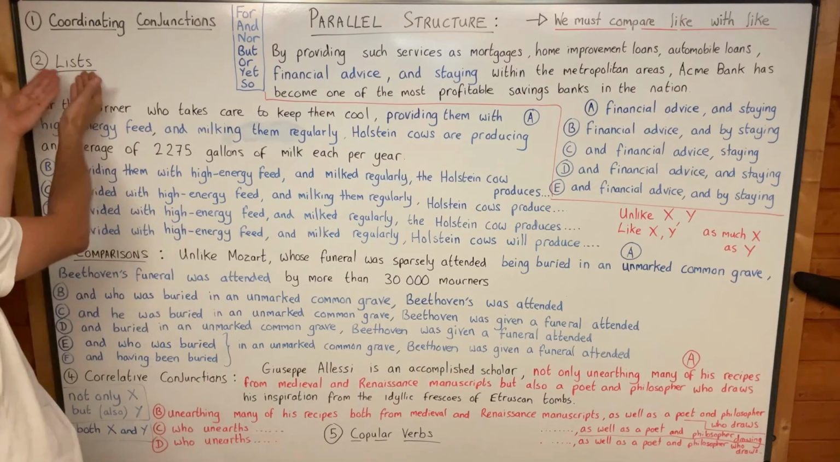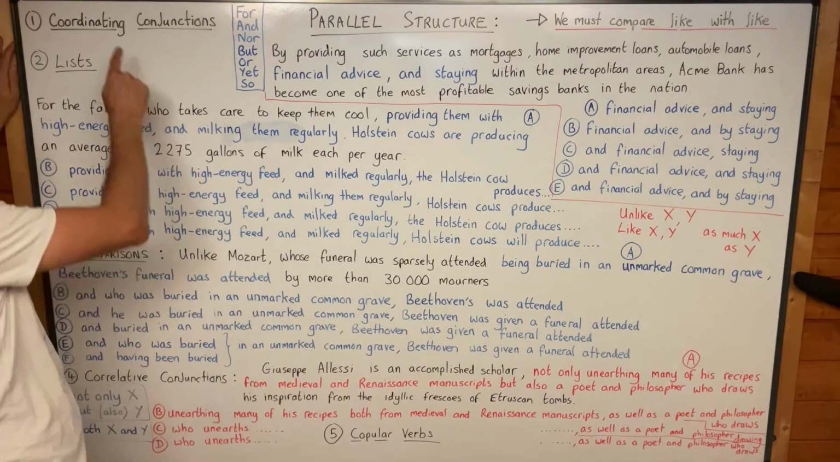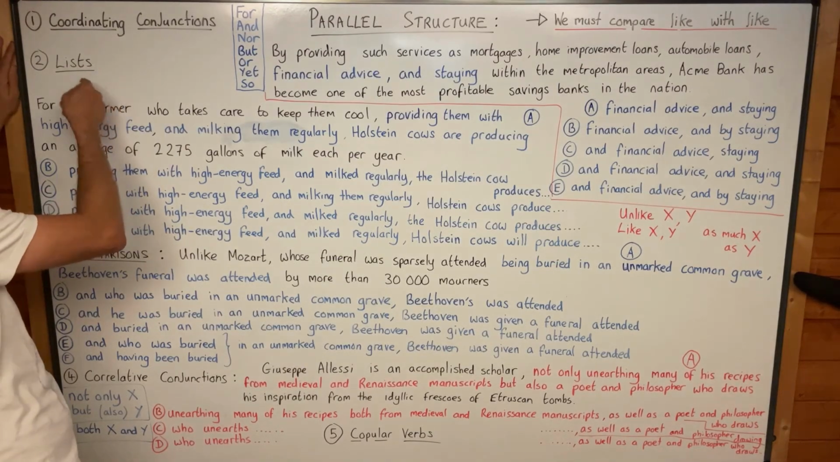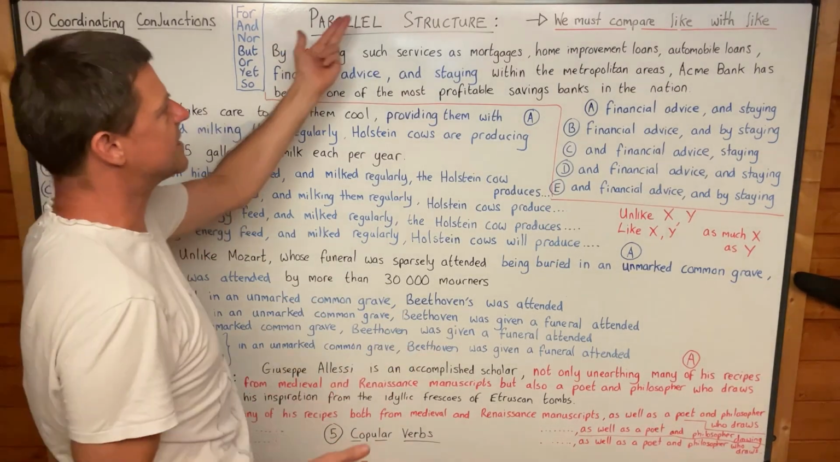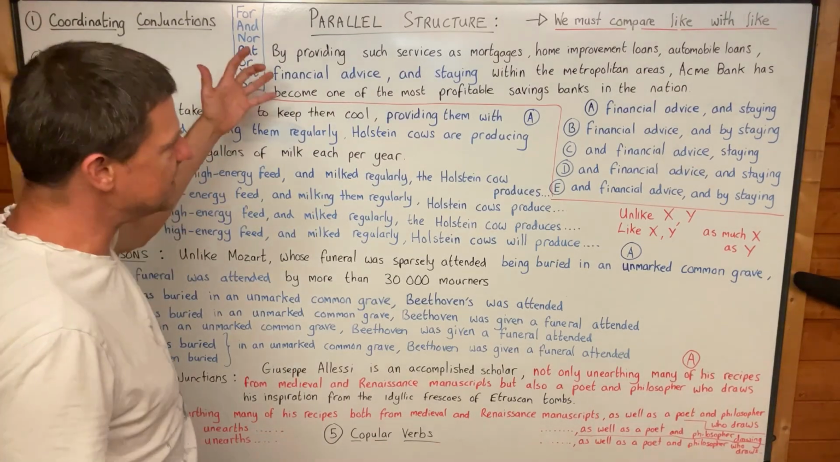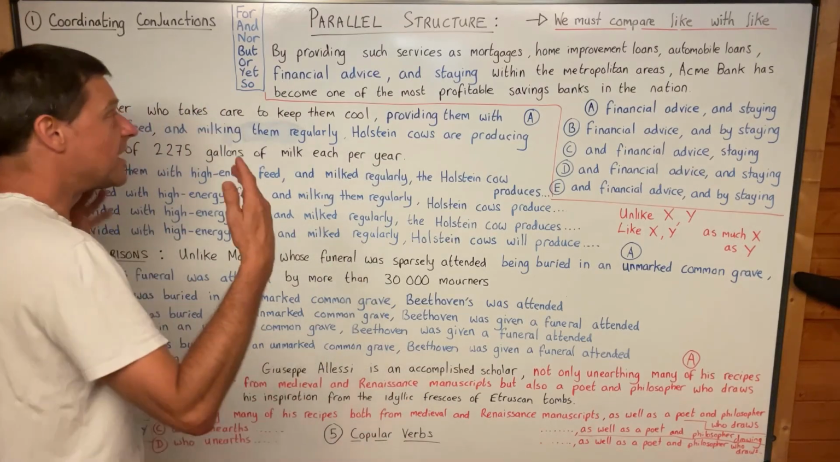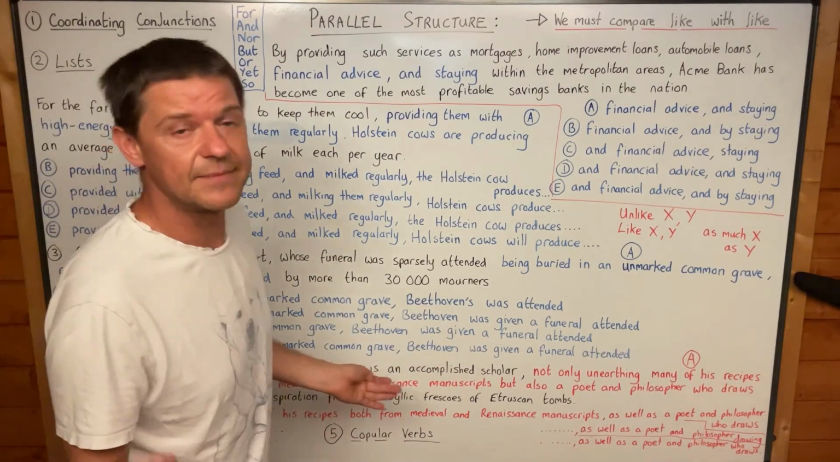So when you're using coordinating conjunctions in a list, because usually you do see a coordinating conjunction at the end of a list, then you need to think about parallel structure. Have a look at this first sentence, because it really becomes important in complicated sentences, the kind of sentences you use in an academic essay.